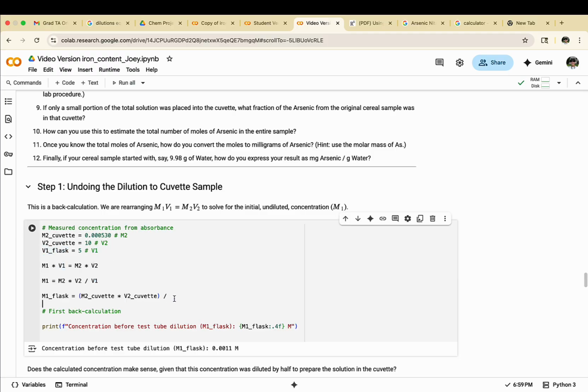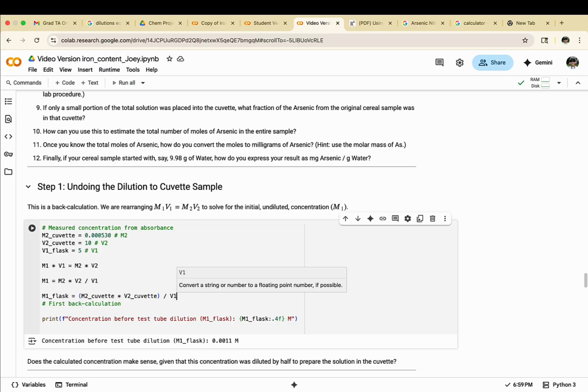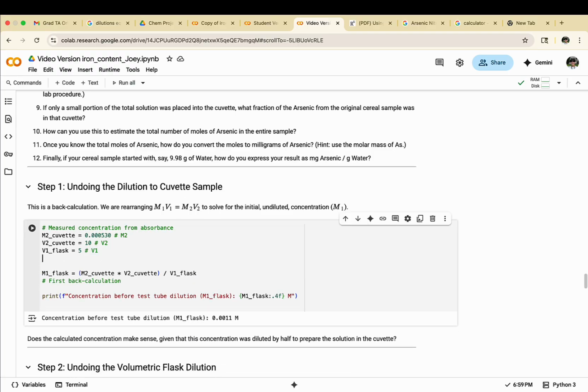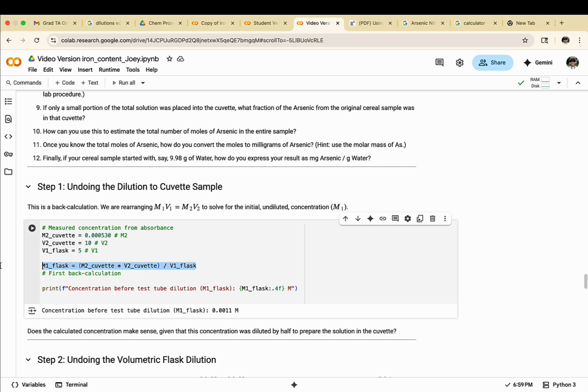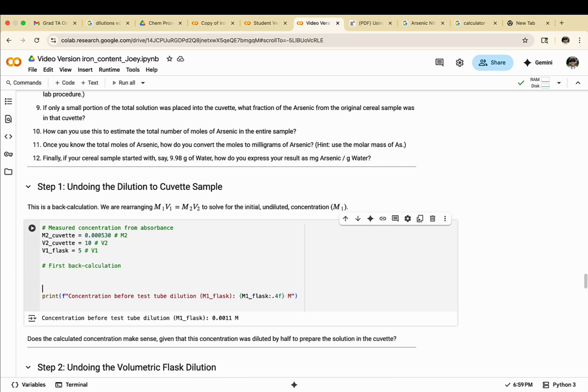So then we can get rid of the work that we did. And now this is the correct value, let's put it in the right spot, that this back calculation performs. So this is the concentration that was before the first test tube dilution.